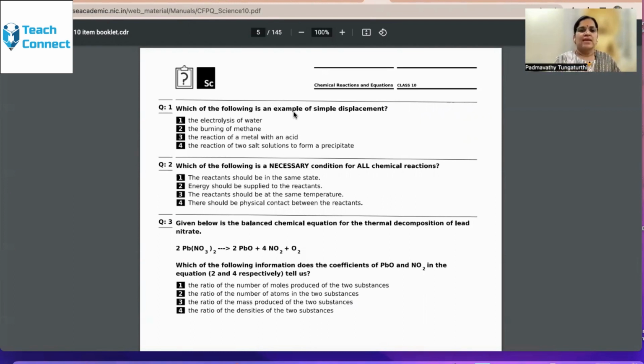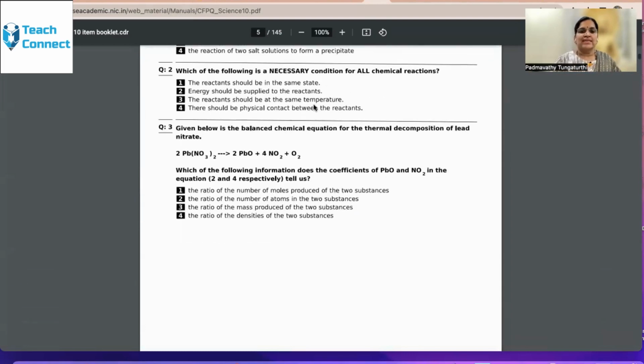The first one is, if we look at this question, they're talking about simple displacement. Along with that, there is decomposition, combination, the reactivity series, or the reaction of a metal with an acid. Then there is double decomposition. Reaction of a metal with an acid is a displacement reaction. That's how the child, if she knows the complete 4 options, will be able to do the test well.